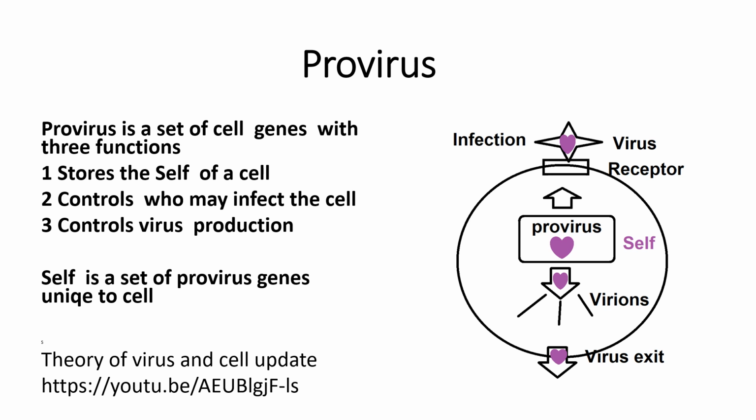So the provirus is a set of cell genes with 3 functions. It stores the self of a cell, it controls who may infect the cell, and controls virus production, and the self is a set of provirus genes unique to each cell. And I describe it in the theory of virus and cell updates. So again, virus attaches to a receptor, triggers the reaction of provirus, and the provirus also controls the formation of virions, and we have the virus exit the cell.